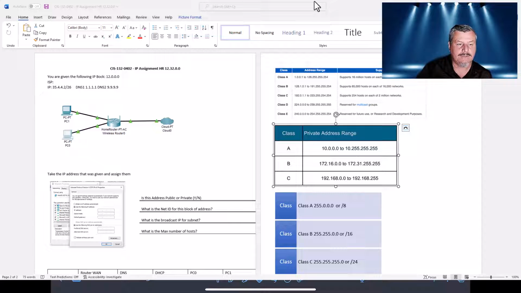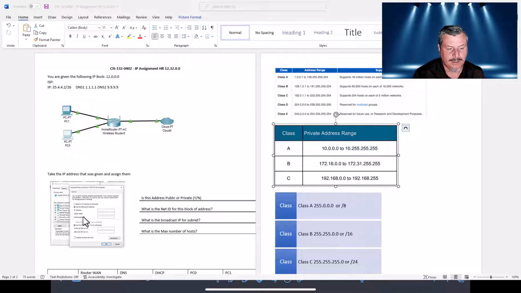As an example, we're given that this is an address 12.0.0.0. And the ISP, basically our internet provider, gives this IP address of 35.4.4.2/26 and two DNS addresses to use. That's what we're given. Here we have a home router, and you can think of these two computers hooked up wireless or wired, however you want to think of it, and connected to the internet.